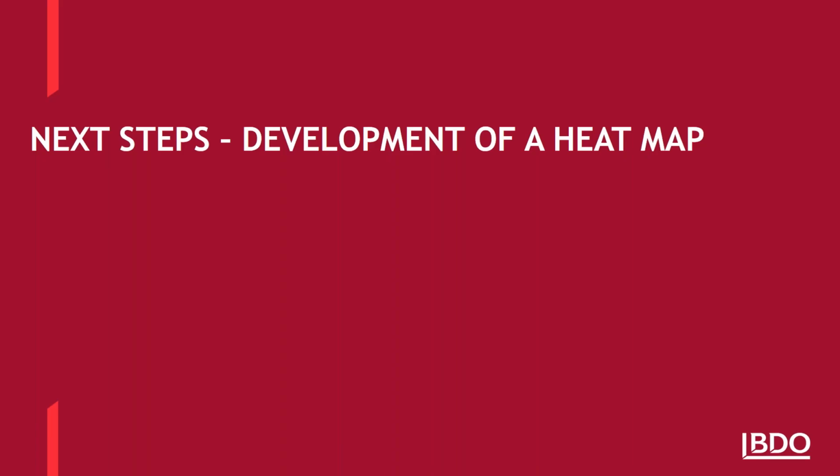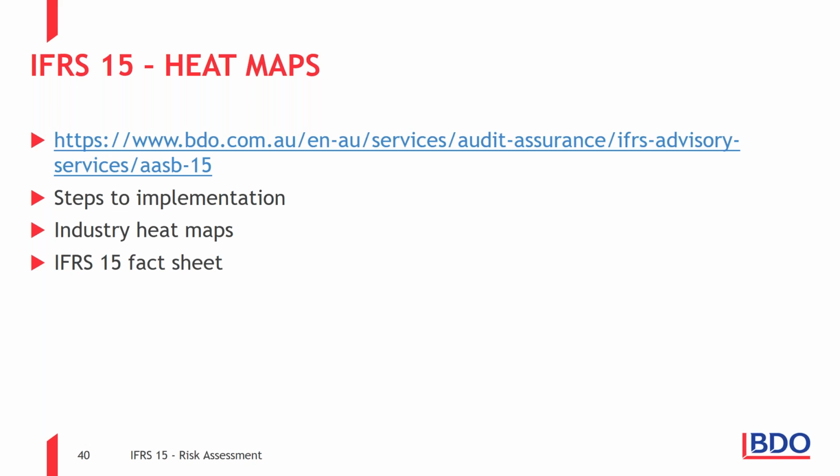So if we look at next steps, now we've asked you some questions to try and guide you on areas that you should be working on. Next steps, practical next steps, I do believe that you have to prepare an individualized heat map risk assessment for your organization. Now, if you go on our website, and I've given you the link there, you will see that we have prepared some heat maps to give you examples of heat maps. On that website, there's a tab for AASB 15.